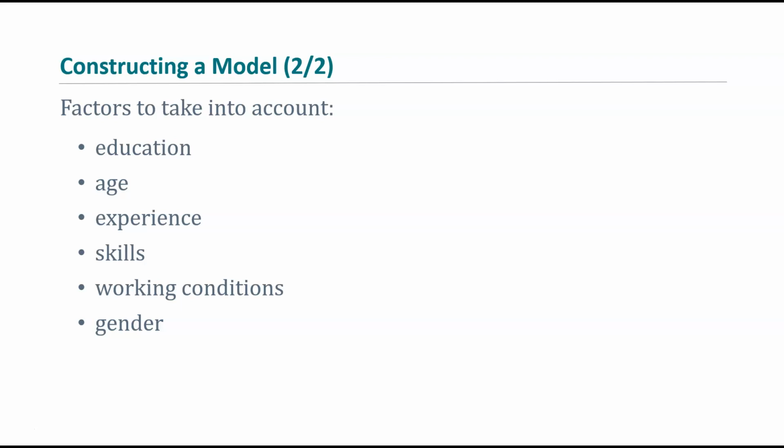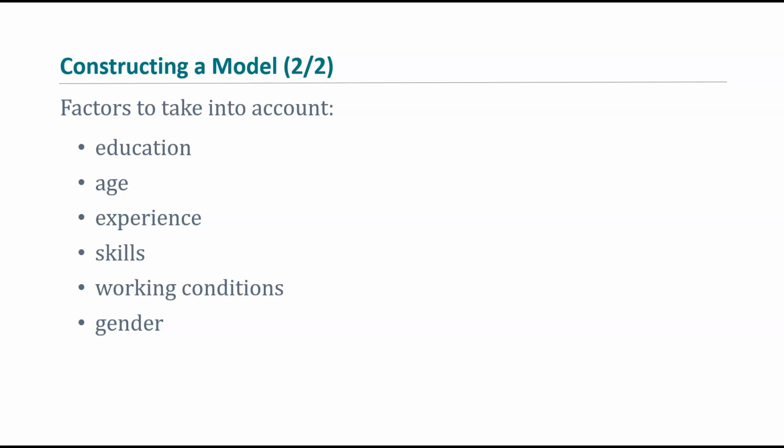And so in this model, for example, if I want to know the effect of age on someone's wage, I want to be sure that I include as endogenous variables these other things: education, experience, skills, working conditions, and gender, so that I can use statistical tools to hold those other things constant, so that I can determine the effect of age on wage ceteris paribus, holding everything else constant.